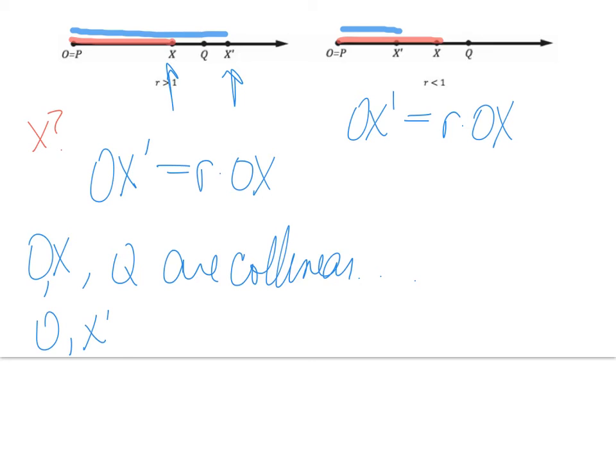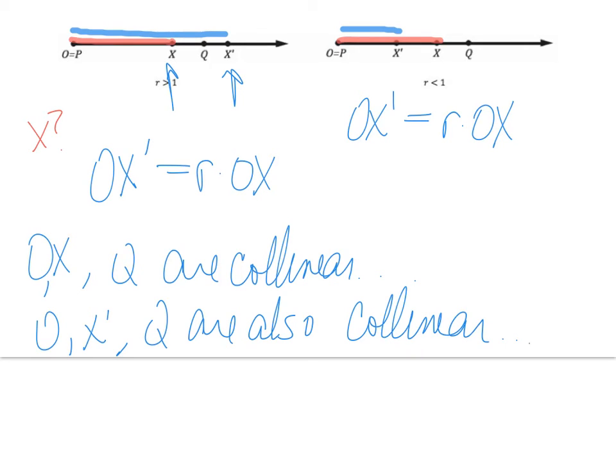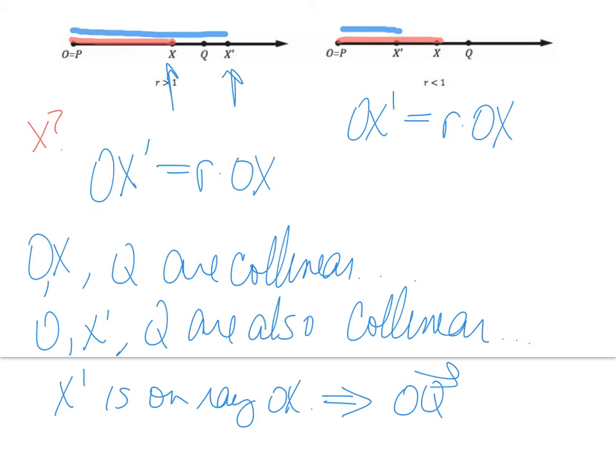So OX prime and Q are also collinear, and X prime is on ray OX, which coincides with ray OQ. Awesome. Let's look at example B.